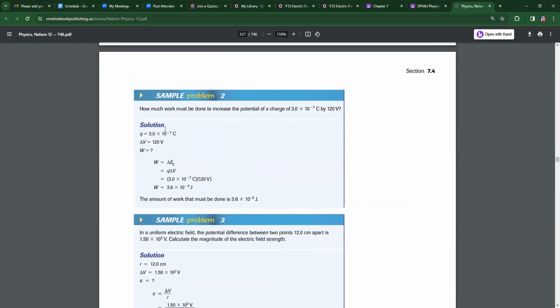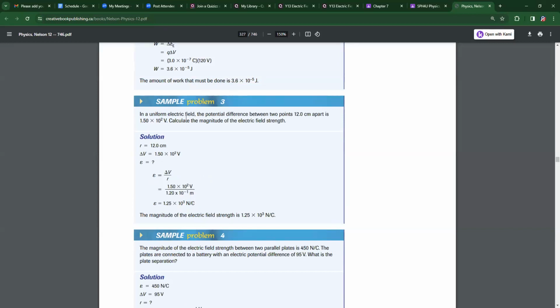How much work was done to move some charge between plates by 120 volts? Okay, so work done is a change of energy, and it's electrical energy. So it's charge multiplied by voltage. The charge is given, voltage is 120 volts, so you multiply them and you have the work done by the plates.